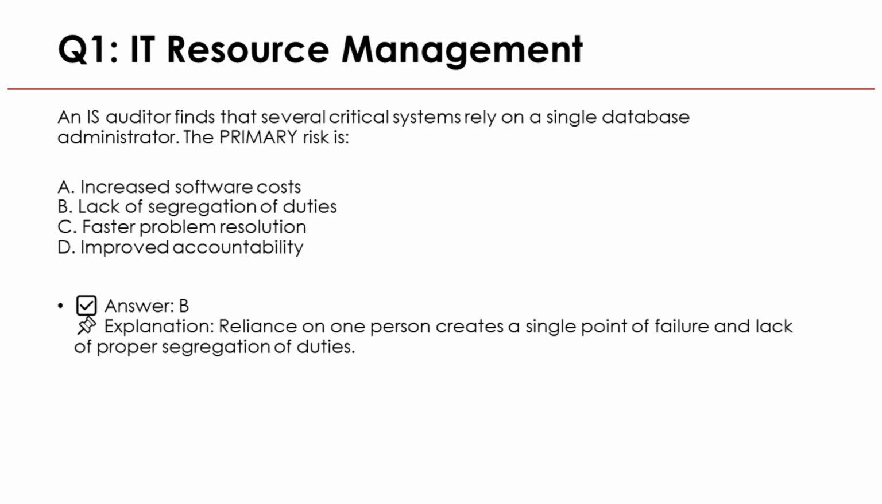An IS auditor finds that several critical systems rely on a single database administrator. The primary risk is: Option A, increased software costs, unrelated. Option B, lack of segregation of duties, correct. This creates a single point of failure. Option C, faster problem resolution, not a risk. Option D, improved accountability, the opposite. Correct answer, B, lack of segregation of duties. Like having one person hold all the house keys, convenient, but risky if misused.